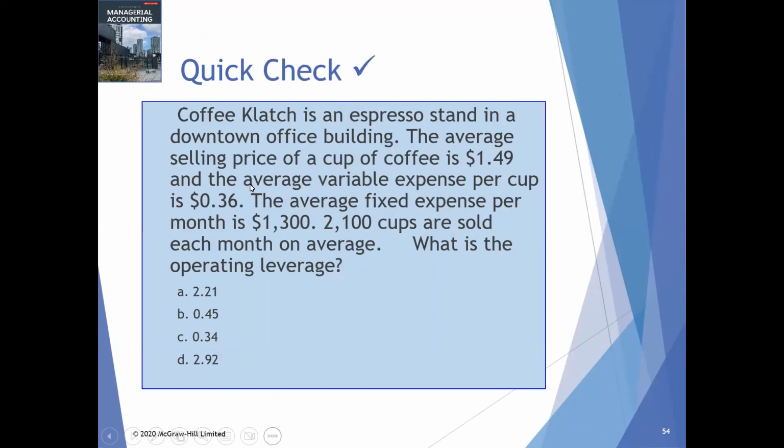Now we see this example. What is the right answer of this? So what is the operating leverage? Now you know all the formulas, right? You need to calculate. We know that it is CM divided by net income, which we already calculated in the example.